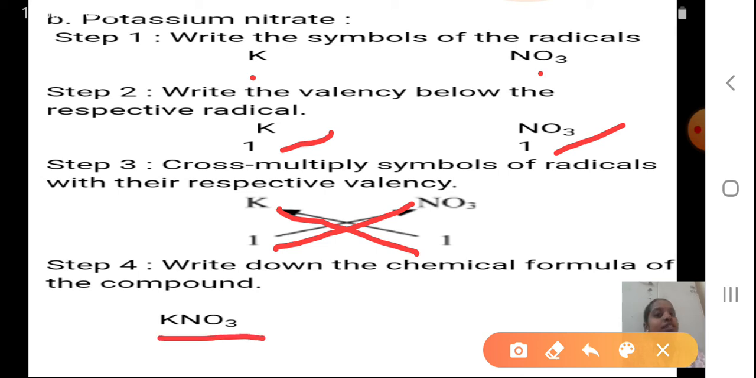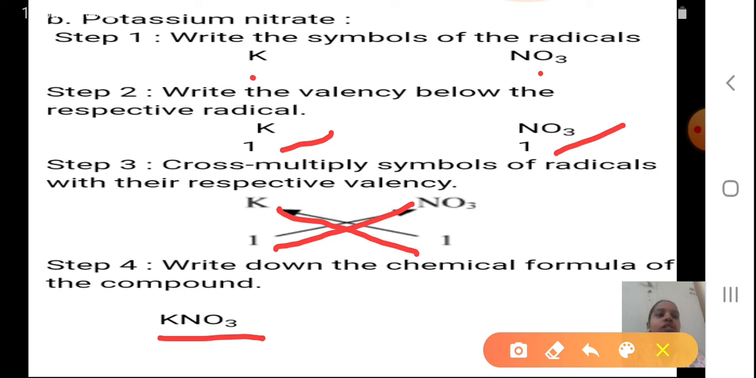Okay students, did you understand this? What are the 4 steps you will follow? Step 1, write the symbols of the radicals. Step 2, write the valency below the respective element. Step 3, cross multiply symbols of radicals with their respective valency. And step 4, write down the chemical formula of the compound.